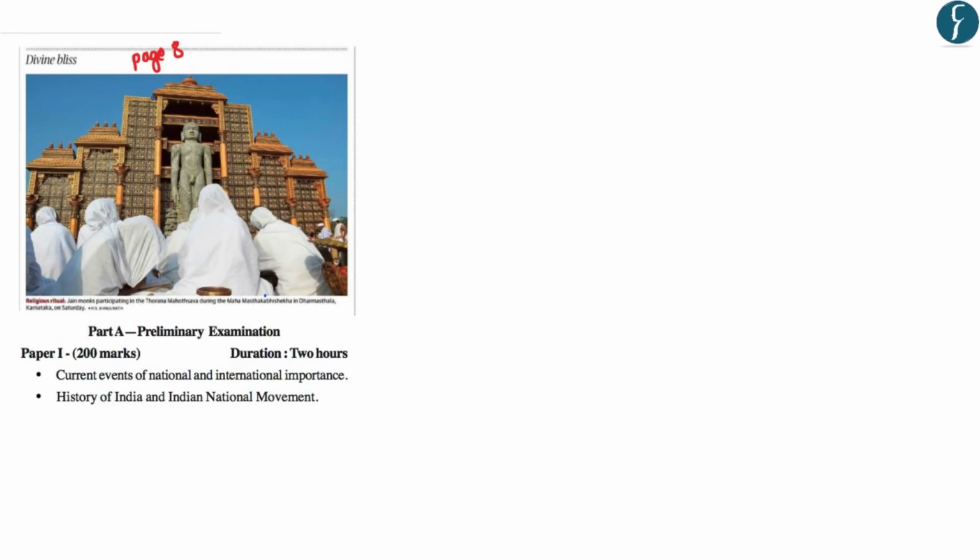Now the next article appears in the form of an image on page number 8. The title of this particular article is Divine Bliss. This article shall be important mainly from the perspective of Prelims under the subsection Cultural History of India. Now, this particular article highlights that Jain monks across the world are congregating at a place known as Dharmasthala in Karnataka to carry out the Mahamastabhisheka of Lord Gomateshwara. Hence, in this regard, let us understand some basic facets of this article.